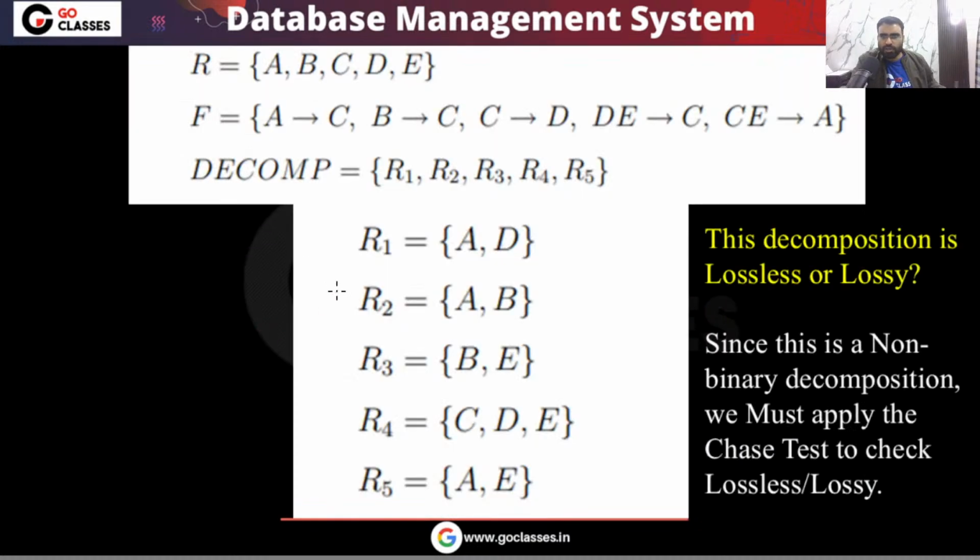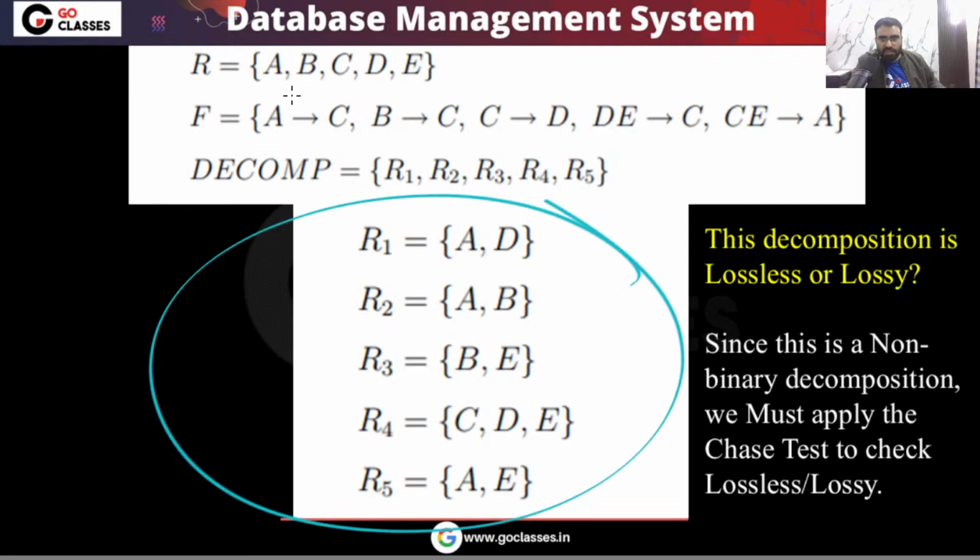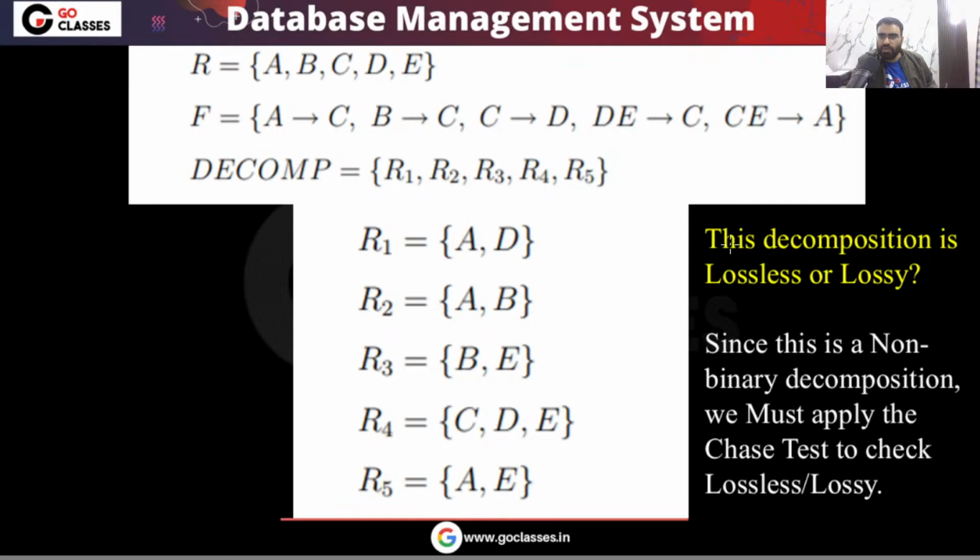Okay, let's solve this question. This decomposition is lossy or lossless? Here you can see we have a relation R, functional dependencies are given to you, and we are decomposing this relation R into 5 sub-relations, R1, R2, R3, R4, R5. So these are the 5 sub-relations that we have. Now we want to check whether this decomposition is lossless or lossy.